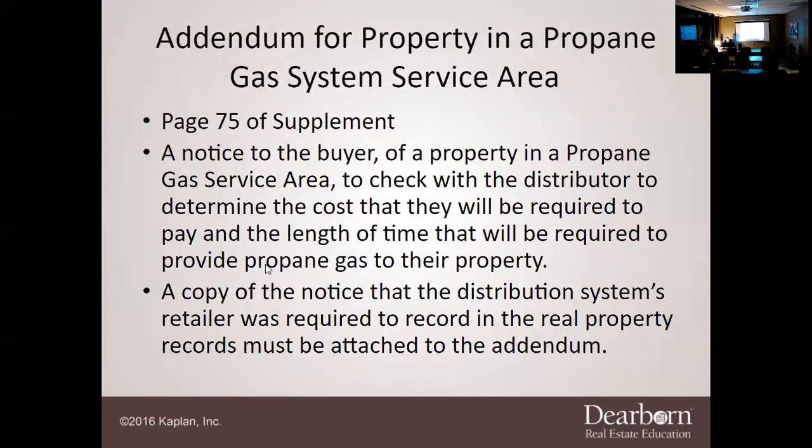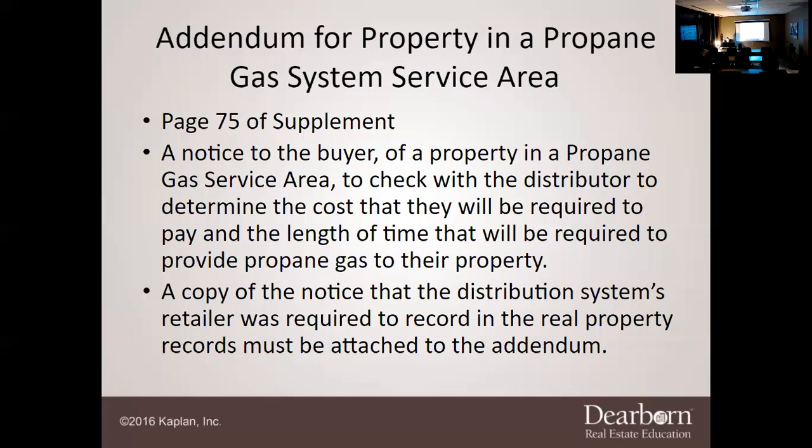In regards to the addendum for property in a propane gas system service area, this is basically a notice to a buyer of a property in a propane gas service area. It's to check with the distributor to determine the costs they will be required to pay and the length of time that they will be required to provide propane gas to their property.